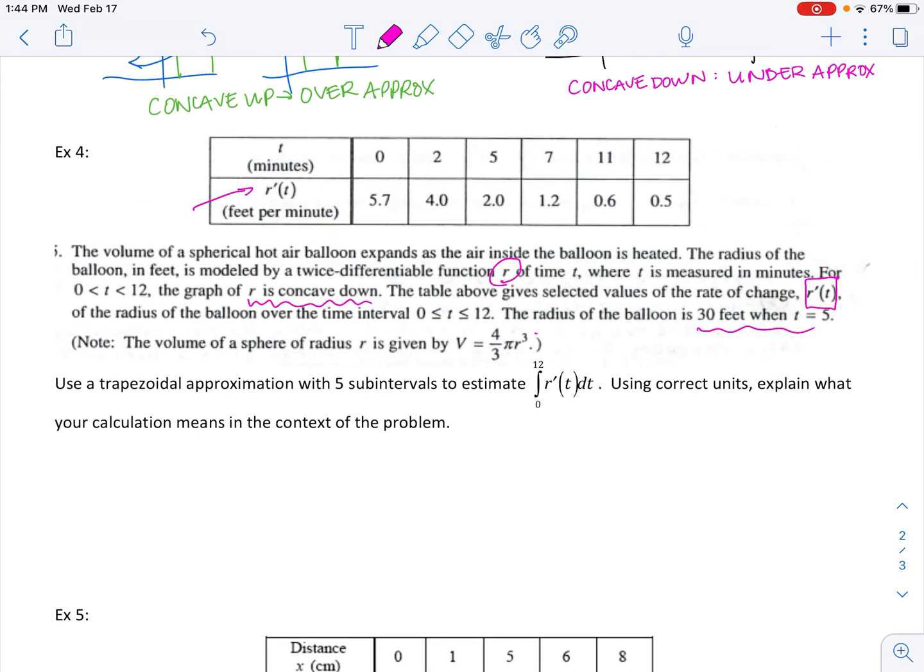They give us the volume of a sphere, yay geometry, and then the actual question says, use a trapezoidal approximation with 5 subintervals to estimate the integral from 0 to 12 of r prime of t dt. Using correct units, explain what your calculation means in the context of the problem. So 5 subintervals usually goes with 1, 2, 3, 4, 5. Technically there are 6 data points, and that's why we have 5 subintervals.